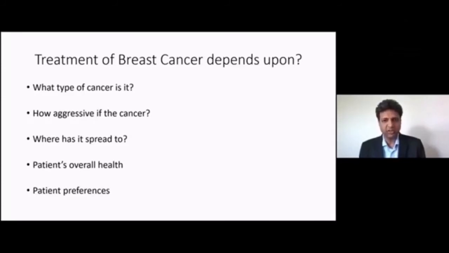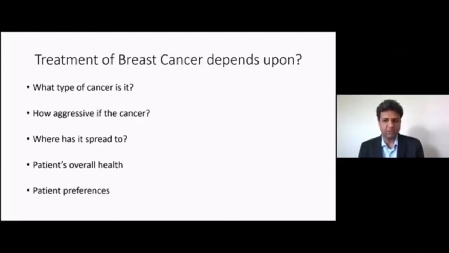Also, the patient's overall health. Younger, fitter patients, we can try to give more aggressive treatment. However, in elderly patients who are 80 plus and are frail or may have a lot of comorbidities such as diabetes, hypertension, heart problems, or stroke, then our treatment options do become limited.